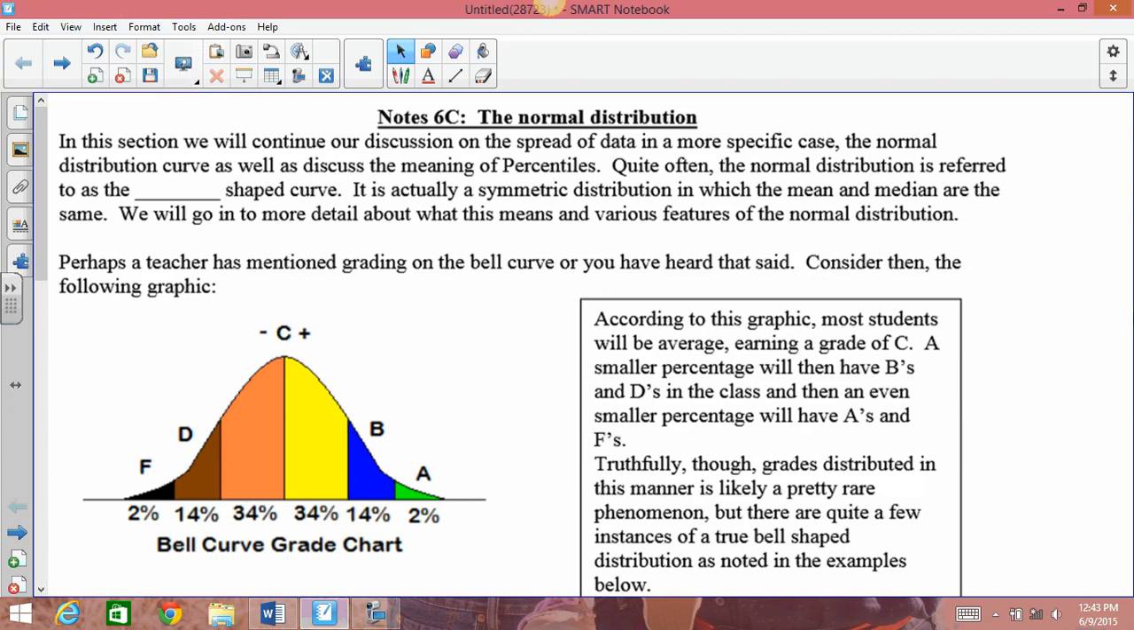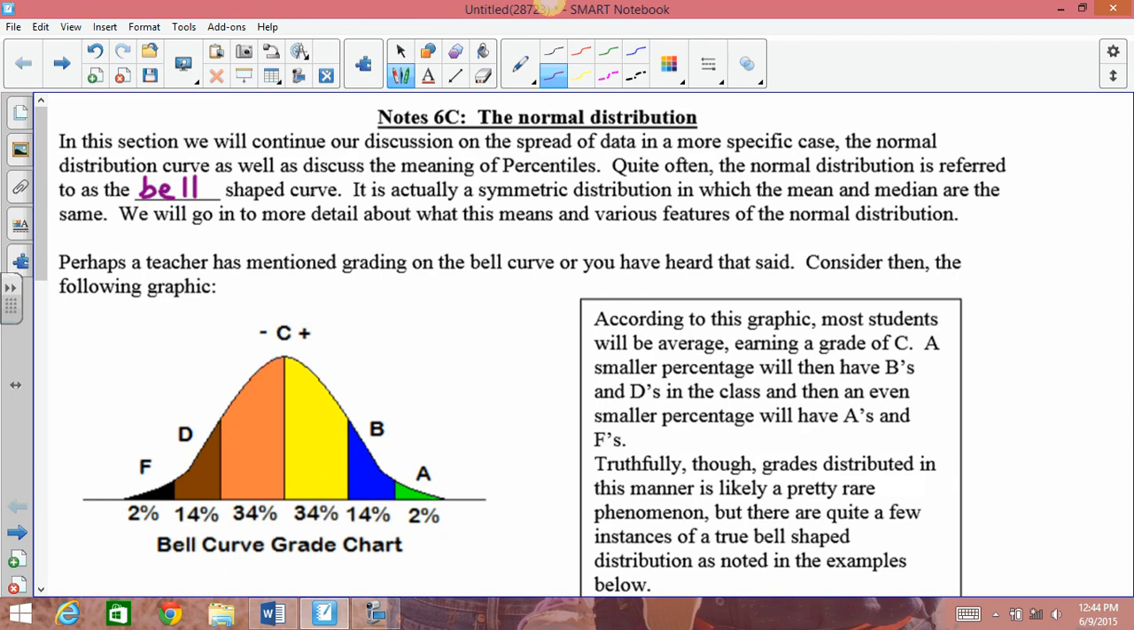So today we're looking at section 6C, which is entitled the normal distribution. Basically, the normal distribution is just another way, or even more specifically a case, of talking about the spread of your data. Up to this point you may not have seen it referred to as the normal distribution, but you probably would have heard it referred to as the bell-shaped curve.